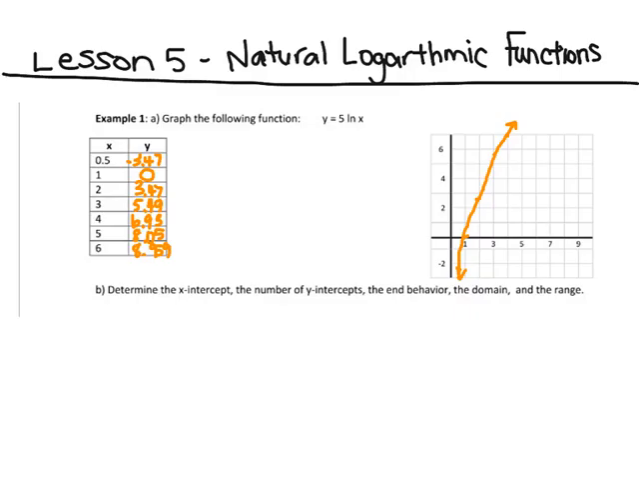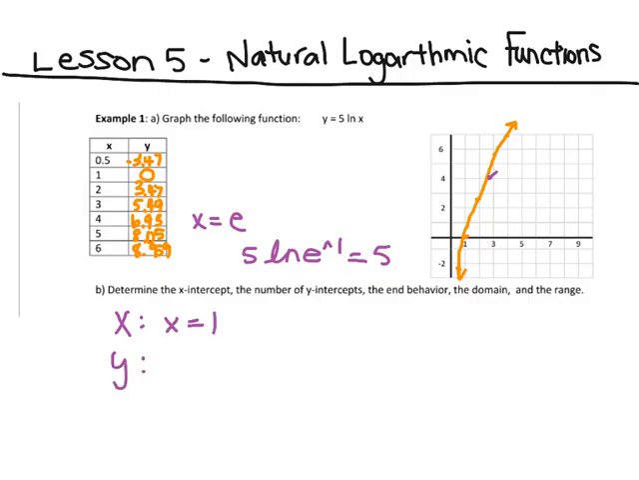And if you were to put in e for x, so 5 times the logarithm of e, you might have to do e to the power of 1, you would get 5. So at 2.718 and so on, somewhere in here should hit 5, which matches what we're doing.